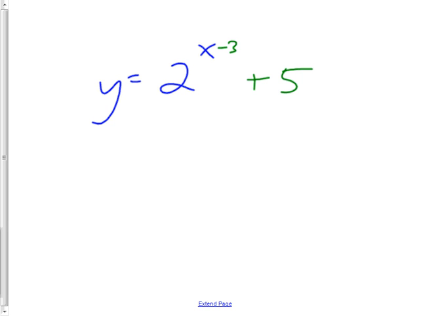Compare with the kid that's sitting near you and see if they had the same thing. Did you say right 3 and up 5? Okay, good. That's what we were looking for there.